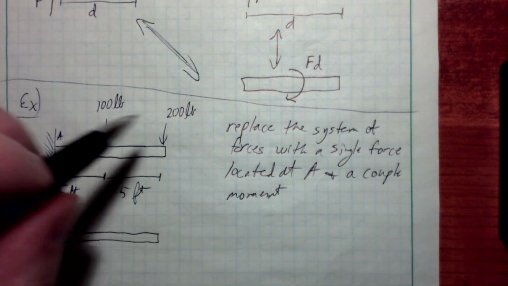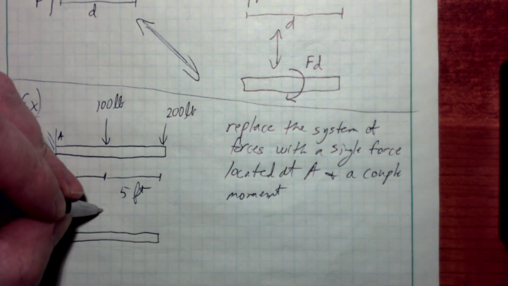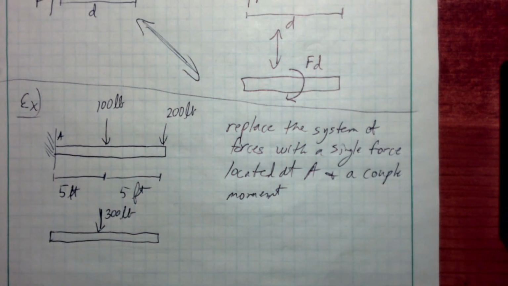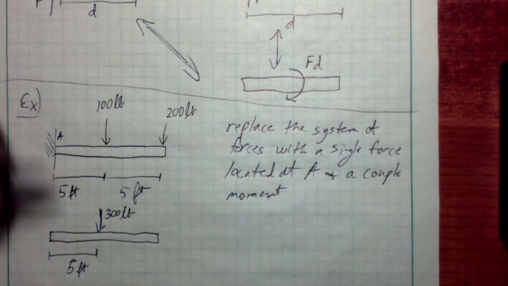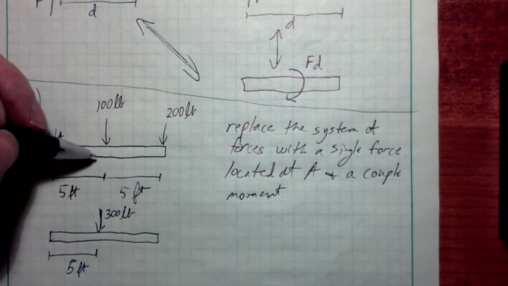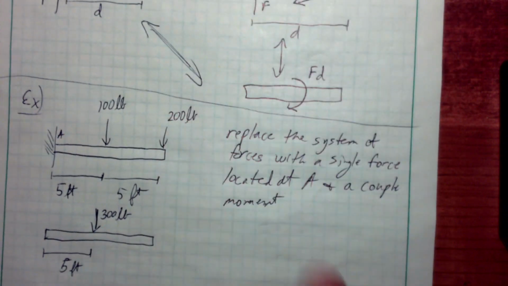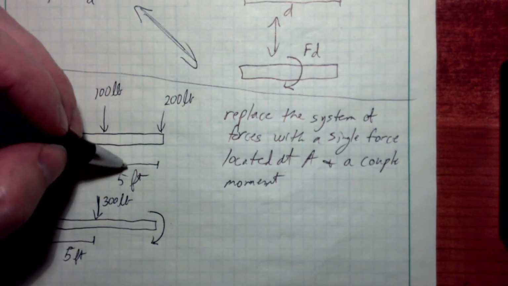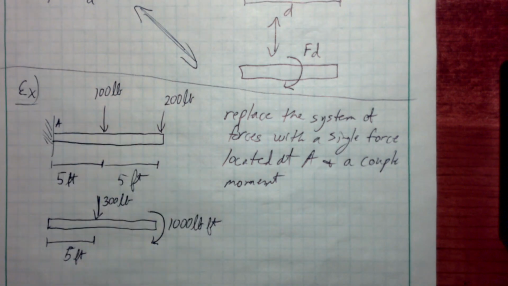Just to kind of overkill this a bit, I'm going to move this 200 pounds to the middle and say, well, I could just call it 300 pounds right in the middle, a distance of 5 feet. That's the same as this, so long as I preserve the fact that I've moved 200 pounds a distance of 5 feet. So it was trying to cause a clockwise rotation, so I need to preserve a clockwise moment of 200 pounds times 5 feet. That is 1,000 pound-feet, or a kip foot if you like.